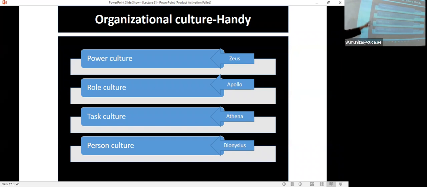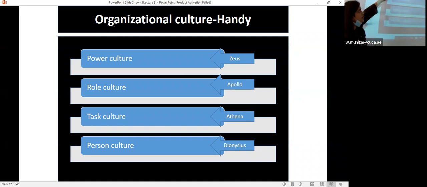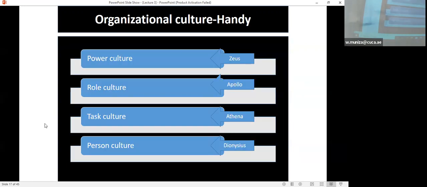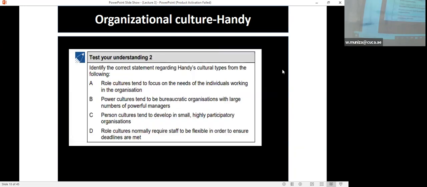Got it? So there are four types of cultures as per Charles Handy: power culture, which can be denoted with Zeus, role culture, which is denoted by Apollo, task culture denoted by Athena, and person culture, Dionysius. Is everyone clear? Now, there are two more. Okay, so these are the four types of the cultures presented to us by Handy.